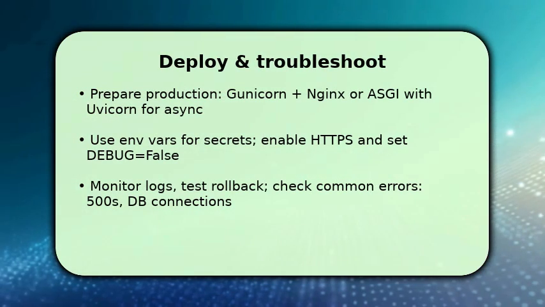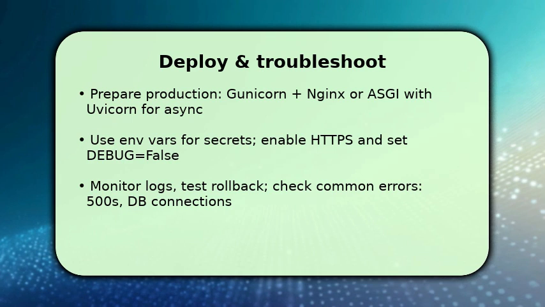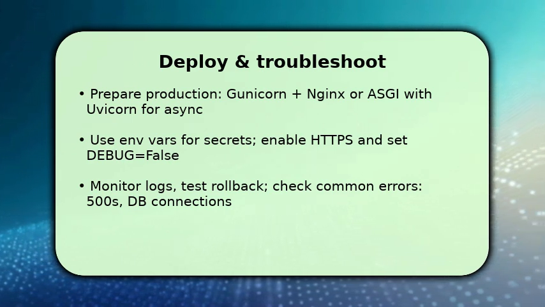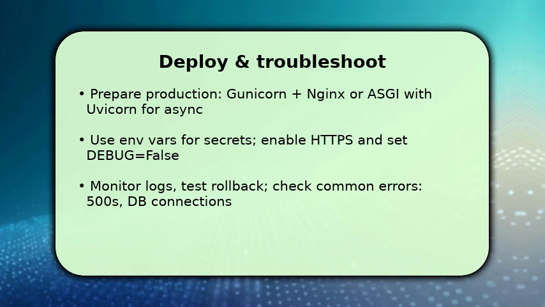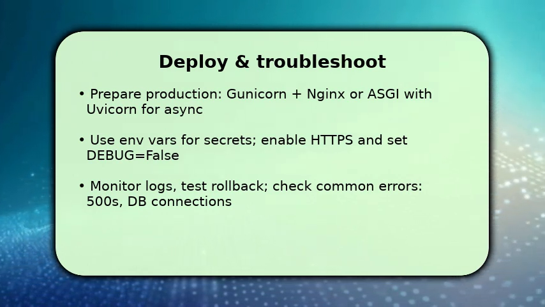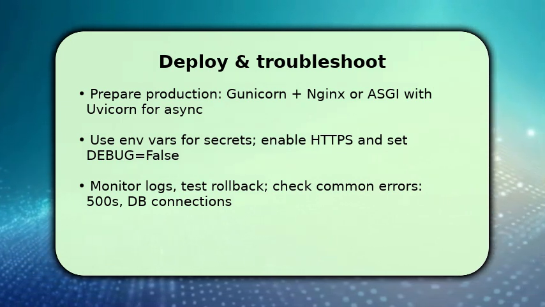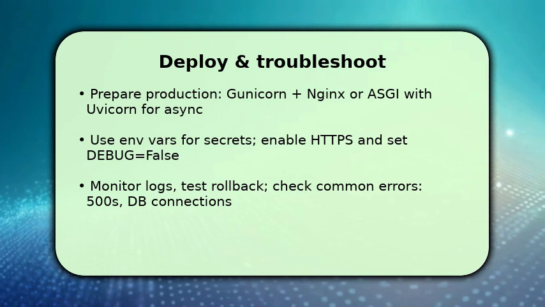Choose Gunicorn behind Nginx for WSGI apps or Uvicorn/Hypercorn for ASGI, containerize with Docker if needed, and push to a host or cloud service. Make sure environment variables store secrets, debug is off, and HTTPS is enabled. Once live, monitor logs and set up simple health checks to catch issues early.